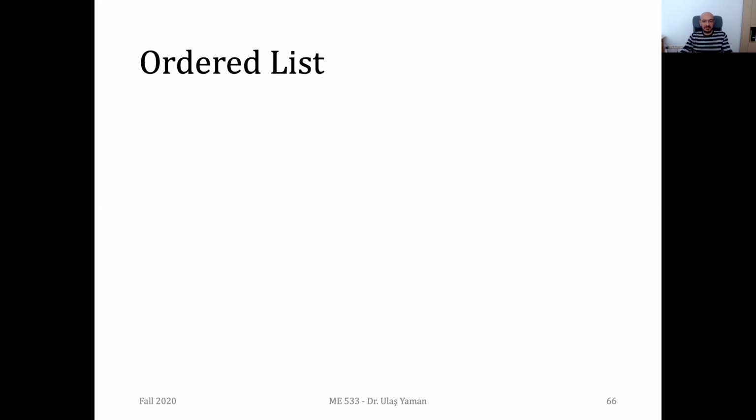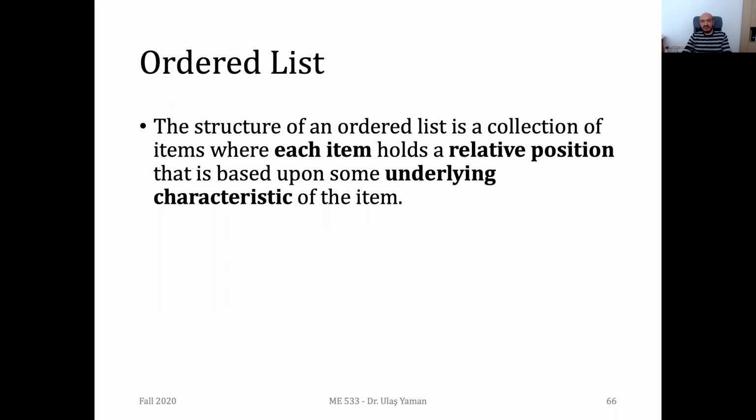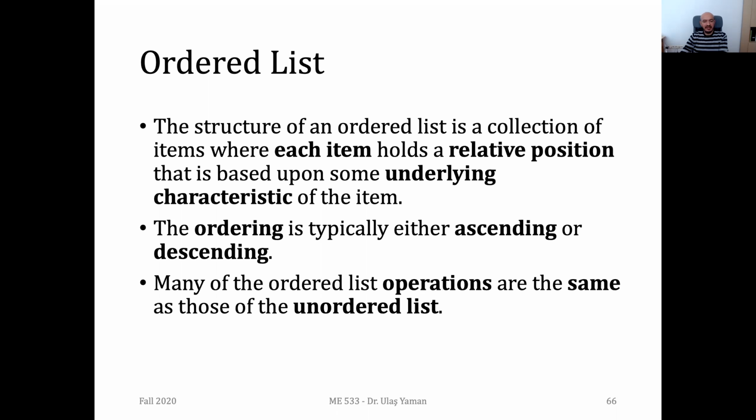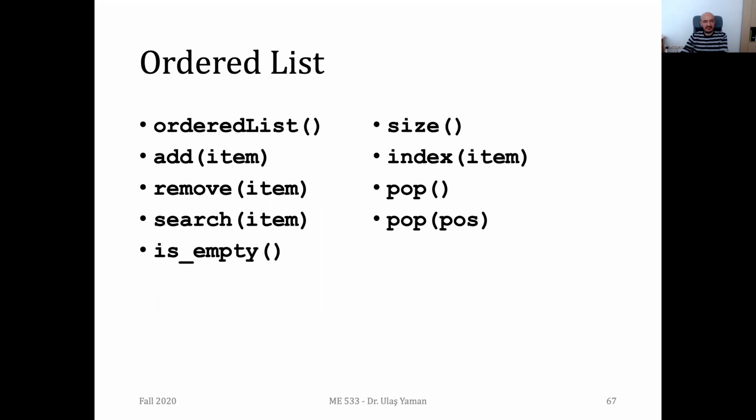Okay, now we can continue with the ordered list. As the name implies, this time we don't have a random order between the numbers or words. We have a specific order. It might be ascending or descending. It's up to your implementation. And we have mostly similar operations, as in the case of the unordered list. We create the list, add item, remove item, search for a specific item, check whether it's empty or not, check the size, get the index of an item, pop the item which is at the top, or pop a specific position.